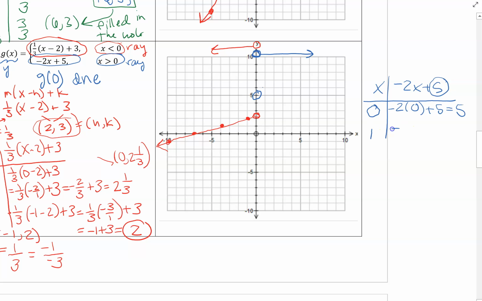And then if I plug in 1, I get -2 plus 5, which is 3. So I have a point at (1, 3), which makes sense because if the slope is -2, it should be going down 2 over 1. So I can maybe do that a couple more times to get some more points and then extend this line forever.